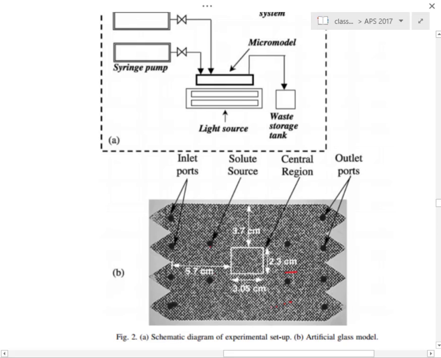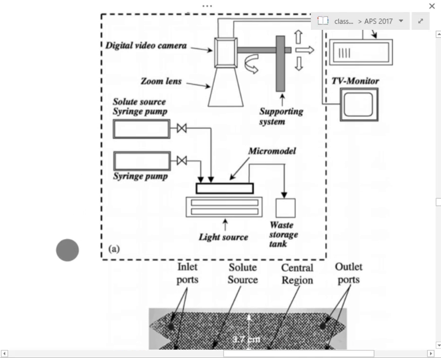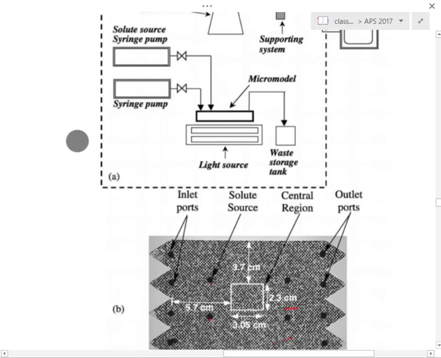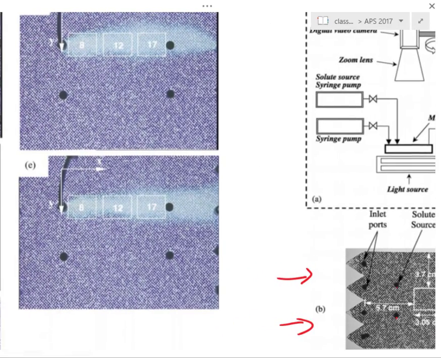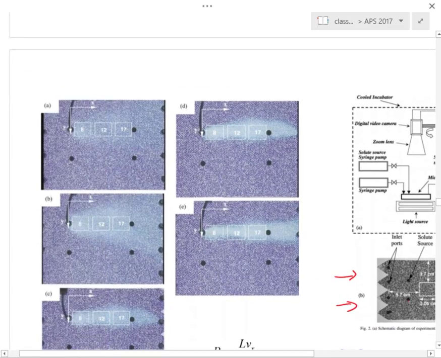These are ports where you could inject some dyes, and it's a small cell, but it's pretty big as microfluidic cells go. And so they put this on a light source and are able to image it. Basically what's done is to have different velocities of flow sweeping across the cell, and that will allow you to control what the Peclet number is.